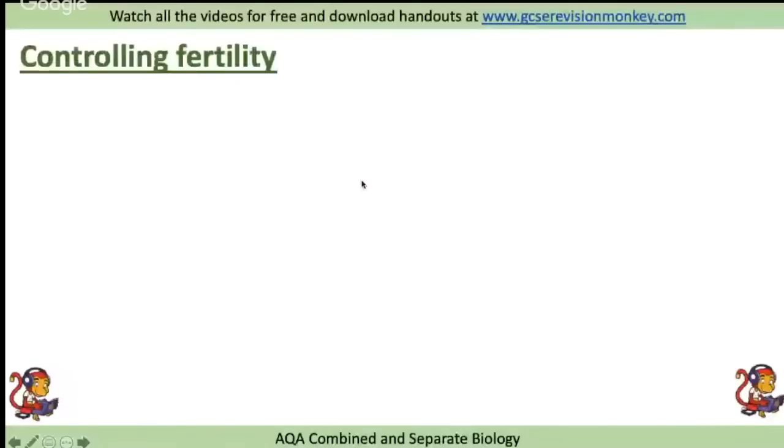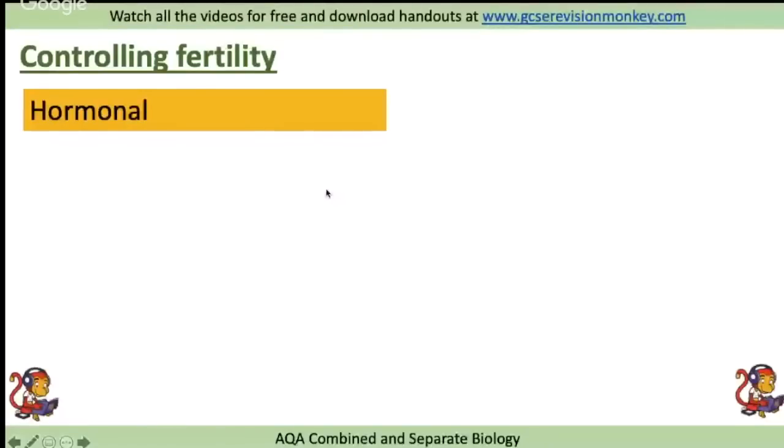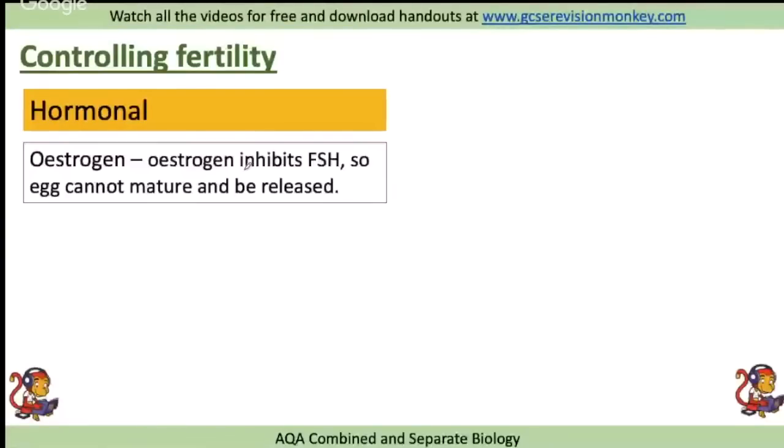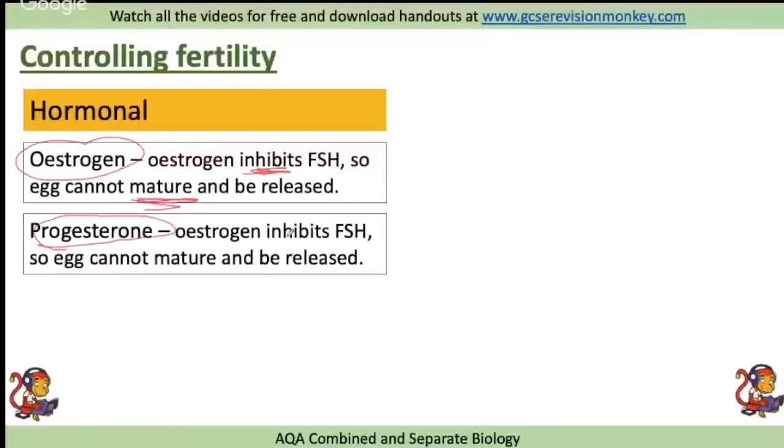Controlling fertility then, still using hormones. There's hormonal methods that you can use. And the hormones that we want would be estrogen, because they inhibit, which means stop, FSH. So if you haven't got any FSH, you can't mature an egg. So you're not going to get pregnant. Progesterone is the other hormone that you can use. That inhibits FSH. So the egg, again, can't mature and be released. So both of those are hormones that can be used.